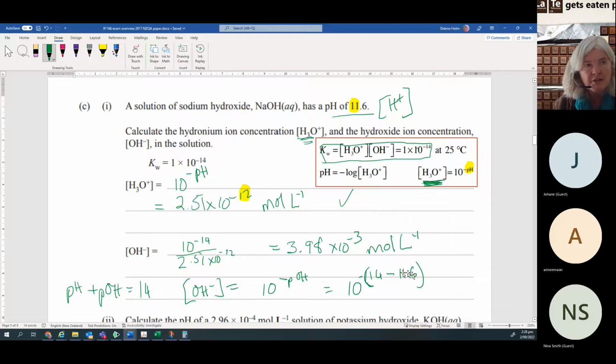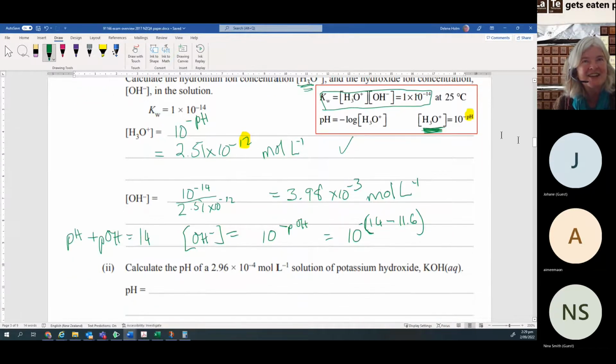Does anybody prefer doing this method of using pH plus pOH, or do you always use this one up here? Not sure? I don't want to put you on the spot.